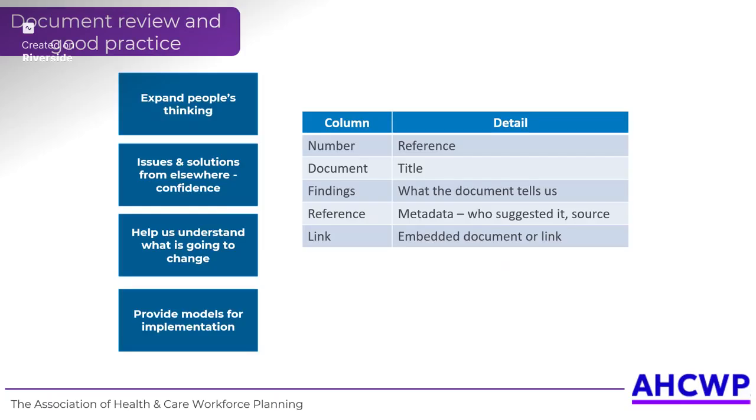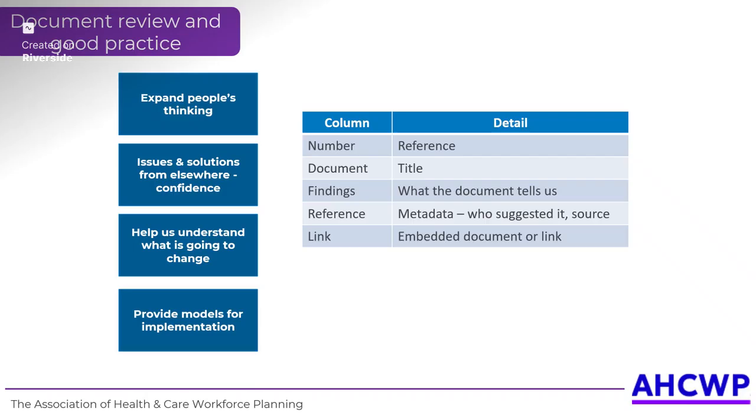Another great thing to do, going back to that set of things we can do, is looking at a document review and looking at good practice. So that's another thing you can do early on. The great thing about doing a document review is that you can get issues and solutions from elsewhere, which gives you and other people confidence that these things are doable, because in the NHS especially, it's always the second mouse gets the cheese, or certainly people tend to think that way.